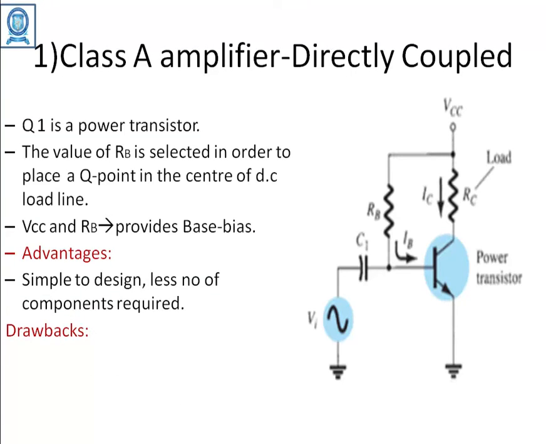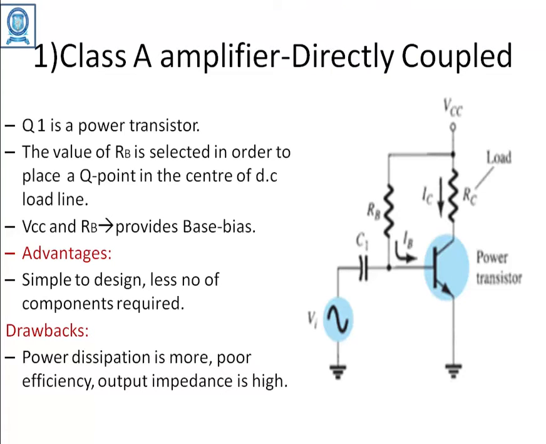The advantages of the Class A amplifier are that it is simple to design and requires fewer components. But the drawbacks are that power dissipation is more, efficiency is poor, and output impedance is high.